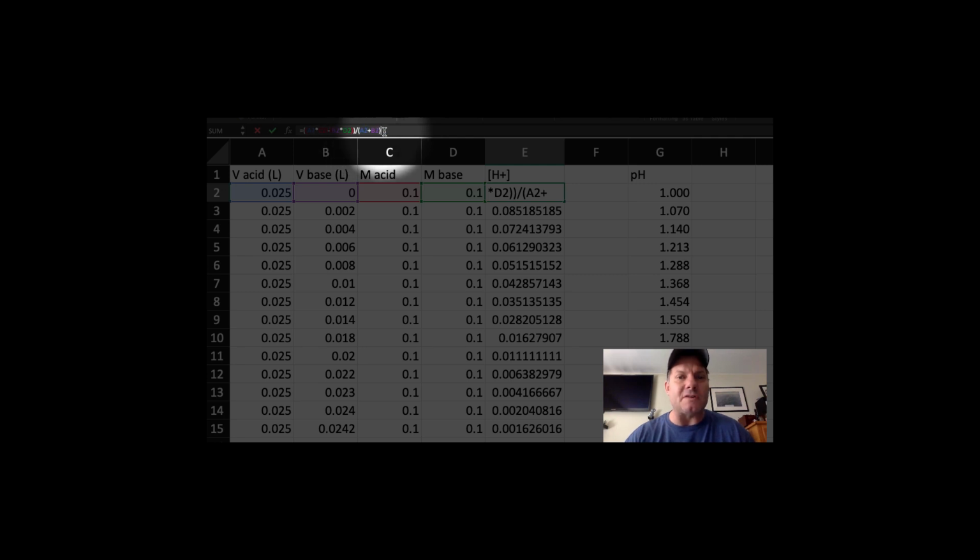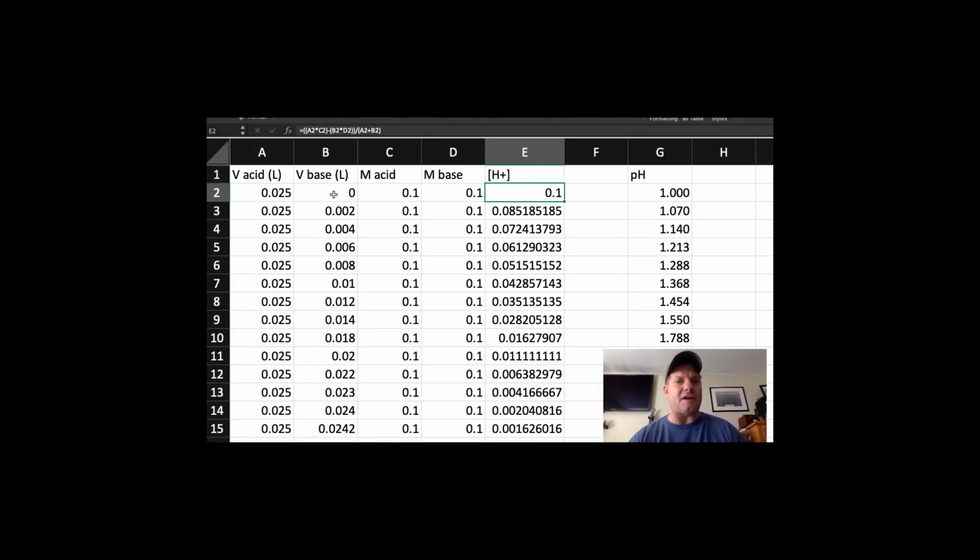Then I'm taking moles and dividing by A2 plus B2. What is A2 plus B2? That is the sum of the two volumes. Why? Because I'm adding the acid to the base, so the molarity is going to be the moles divided by the total volume. The last cell over here is just the negative log of whatever is here. So this is my pH column. This is a handy way to do things if you've ever used Excel. If we were in class, we'd be doing that right now.